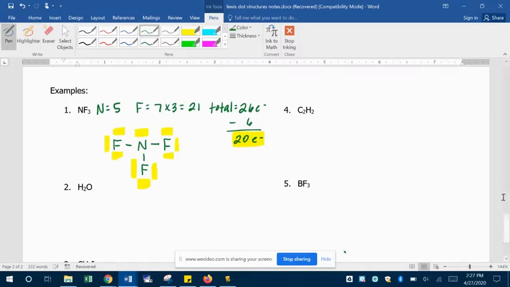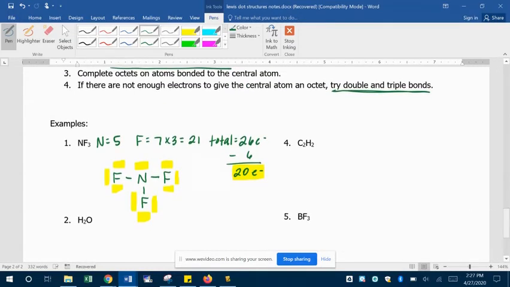So in this last step, if there aren't enough electrons to give an octet, try double and triple bonds. We don't need to do that because I only need 20 electrons to complete my octets, and I have 20 left, so I can go in and fill those in and not need to add any double and triple bonds. What I want to do at the end is make sure I didn't use too many electrons and everything has an octet. So nitrogen has 2, 4, 6, 8, and each fluorine has 2, 4, 6, 8. So everything has an octet.